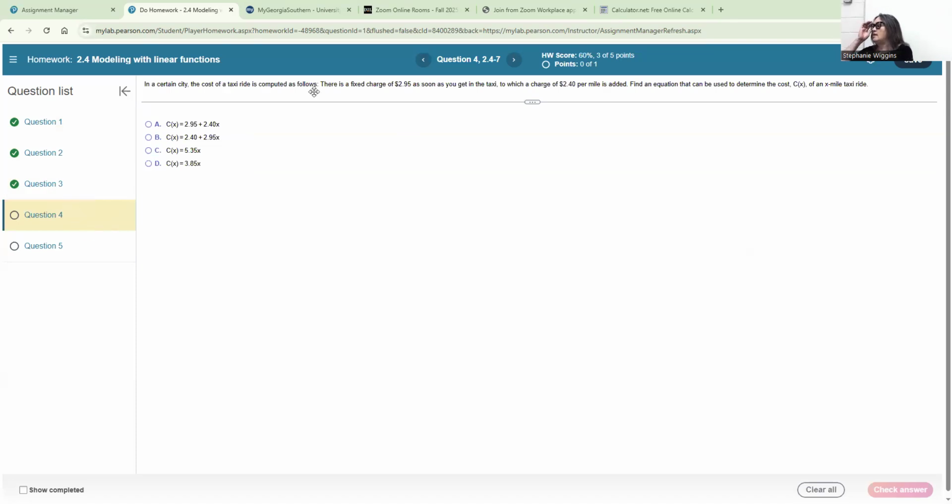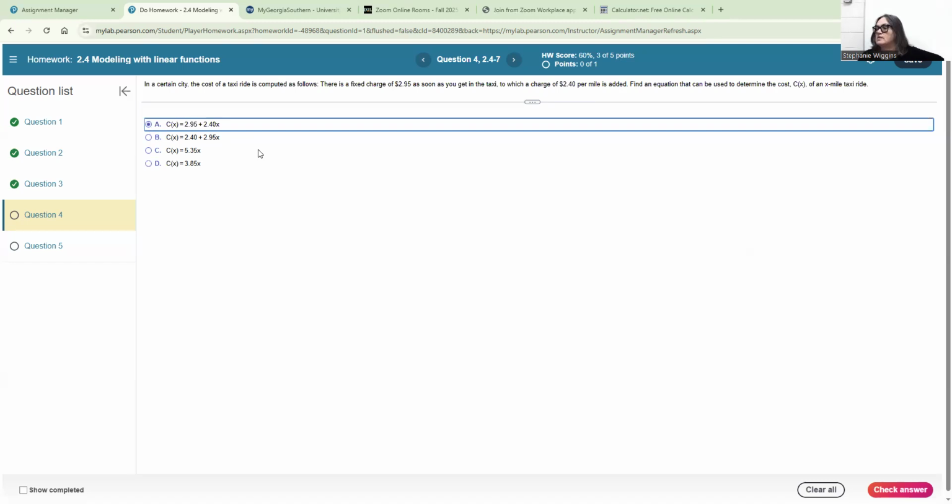All right, and in a certain city, the cost of a taxi ride is computed as follows. There's a fixed charge of $2.95. That's your start, when you've gone 0 miles. And for each additional mile, it's $2.40. So for each mile, you're going to multiply that by 2.40, but then you're going to add the $2.95 because when you haven't gone anywhere, you have to start with $2.95, even when X is 0. So here you can see we're starting with $2.95 and adding 2.40X, so A is the correct choice.